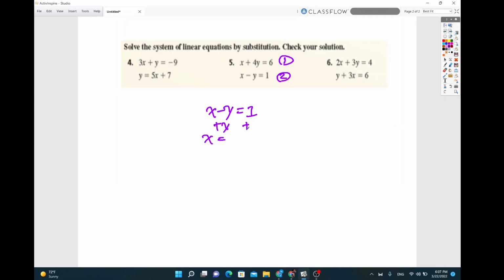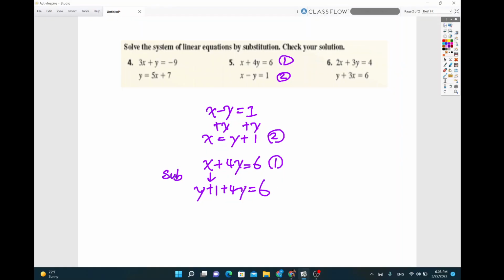Basically add y on both sides. So we get y plus 1 equals x. This one is still considered the second equation. And then the first one, x plus 4y equals 6. Going back to the first equation, y plus 1 is exactly x. Replace x using the binomial y plus 1. So we get y plus 1 plus 4y equals 6.